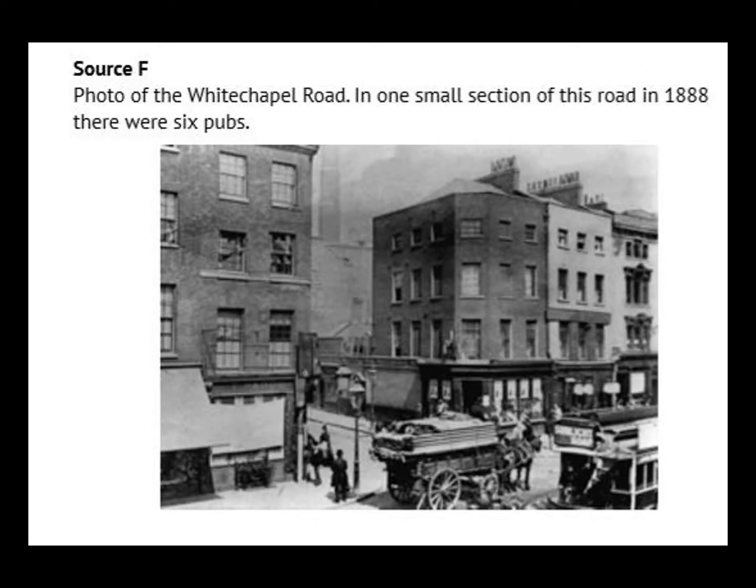Source F is a photo of the Whitechapel Road. So in one small section of this road in 1888 there were actually 6 different pubs. The pub was basically the only thing that people actually had, and if they were trying to come together or hang out together, the pub was the only place they could really go. There weren't very many cafes or restaurants. It was the pub or at home basically, or the church.